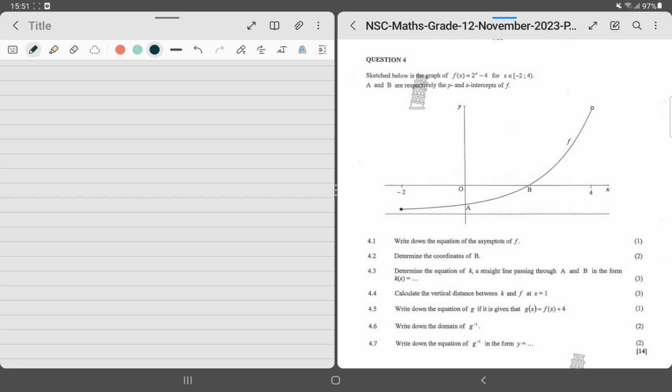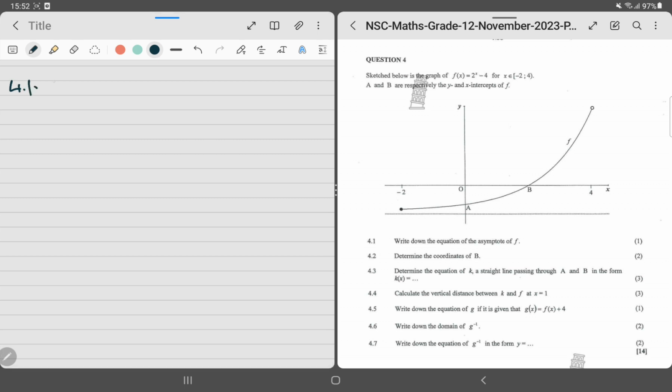The sketch below is the graph of f of x, which is equal to that, for x an element of [-2, 4]. A and B are respectively the y-intercept and the x-intercept of f. Write down the equation of the asymptote of f.